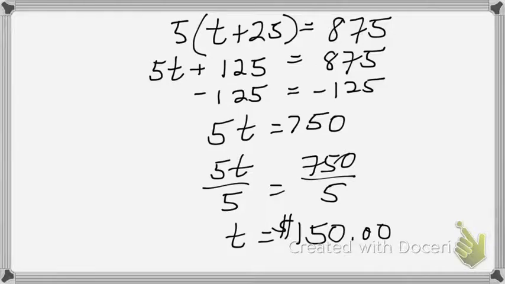And here we are again algebraically. Again, very similar to what we've seen. 5 times t plus 25 equals 875. Distribute that out: 5t plus 125 equals 875. Subtracting away the 125 to isolate the 5t from both sides gives us 5t equals 750. We're trying to solve for 1t because we want to find a per ticket price, and therefore we divide both sides by 5. We end up with t equals $150, or each ticket equaling $150.